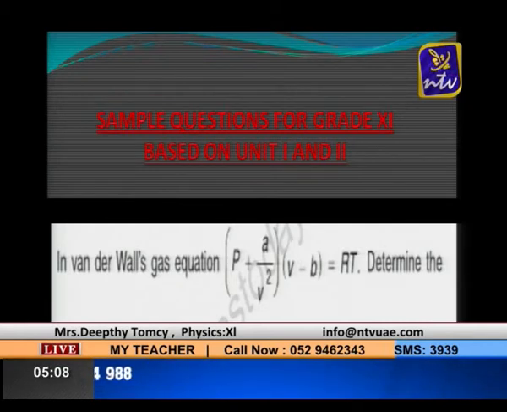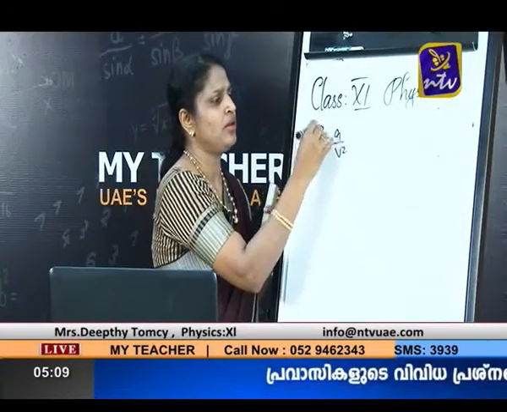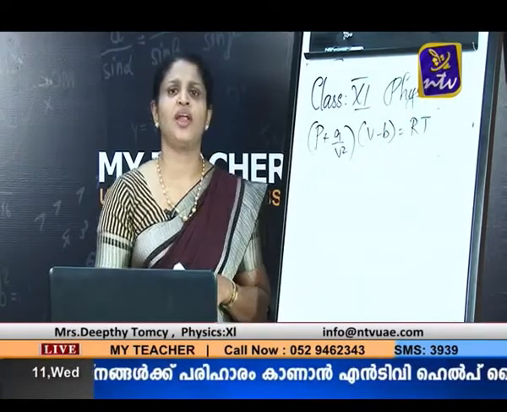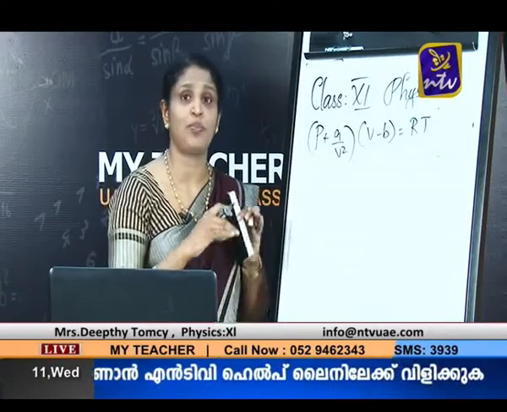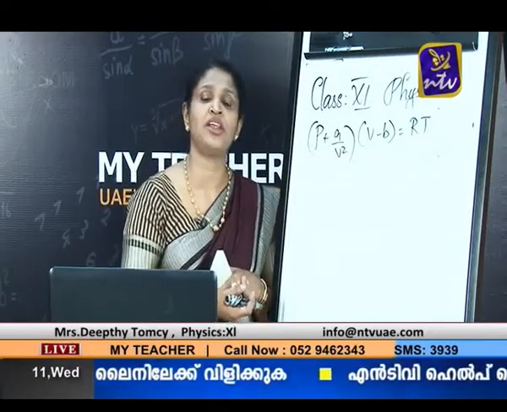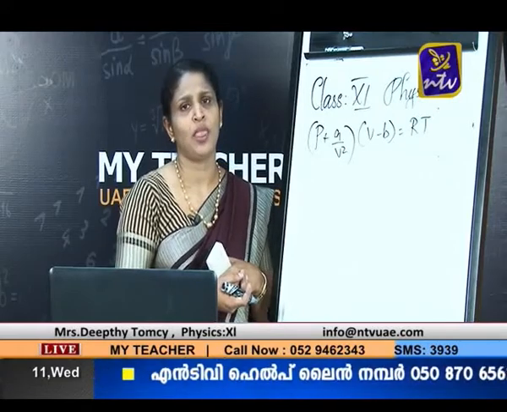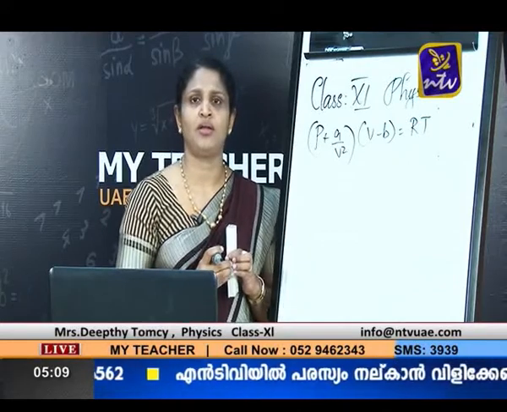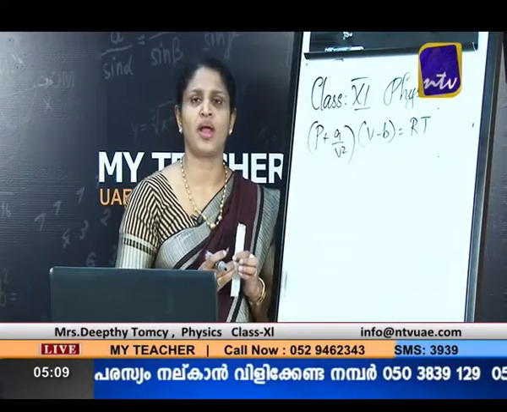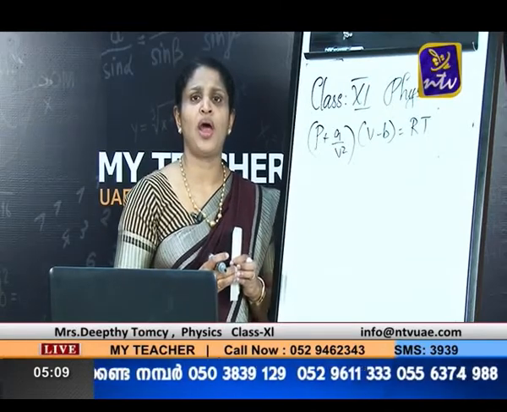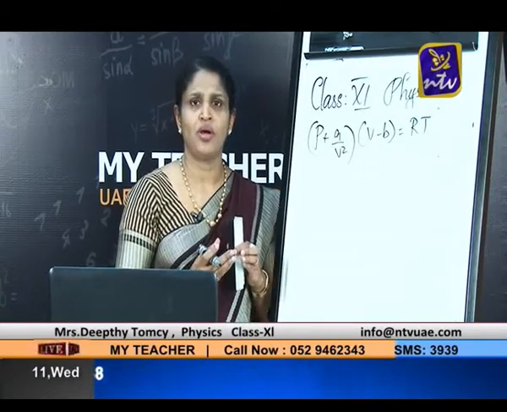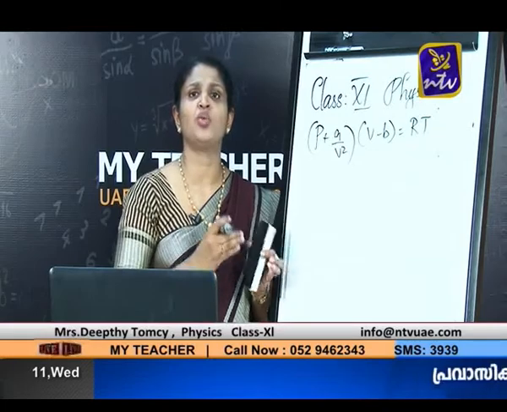Now let us see how we can solve this question. (P + a/V²)(V − b) = RT. On the left hand side we have the product of two terms, P + a/V² and V − b. We know that we can add only those quantities which are of the same kind, meaning their dimensions should be the same. Like when you have to add length, you can add only length with length or time with time. We cannot add length with time.